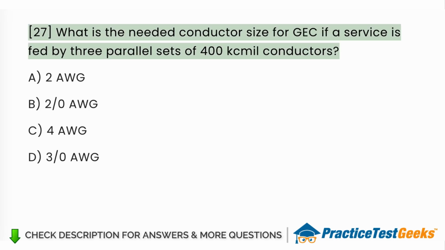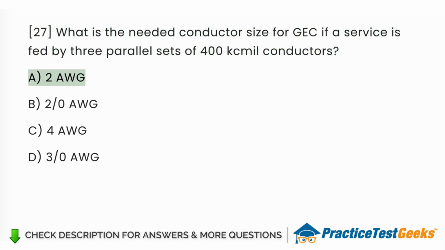What is the needed conductor size for GC if a service is fed by 3 parallel sets of 400 kcmil conductors? A. 2 AWG. B. 20 AWG. C. 4 AWG. D. 30 AWG.